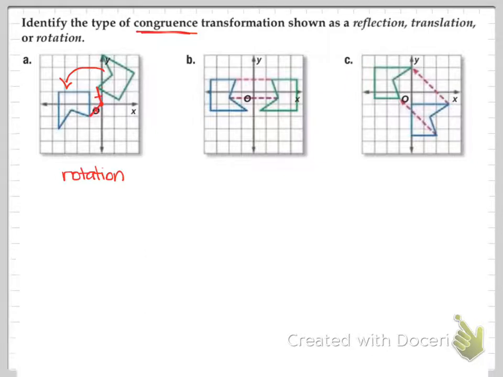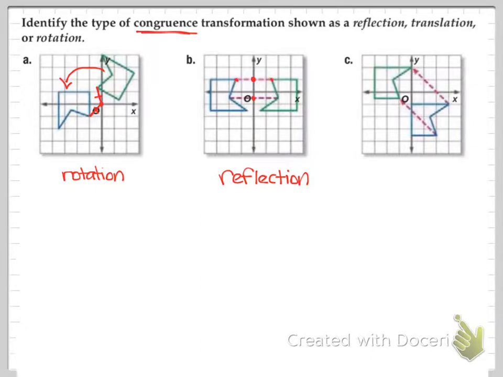So let's look at the second one. Did this one slide? Is it a translation? Did it flip? Is it a reflection? Or did it turn? Is it a rotation? If you look at this one, it flipped. So this would be a reflection. Remember, with reflections, the points are the same distance from the line that it flips around.